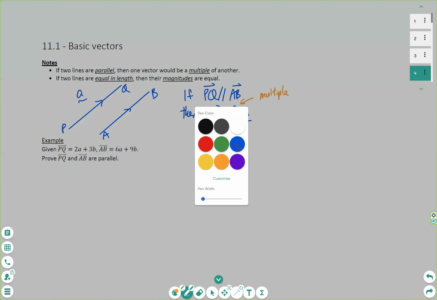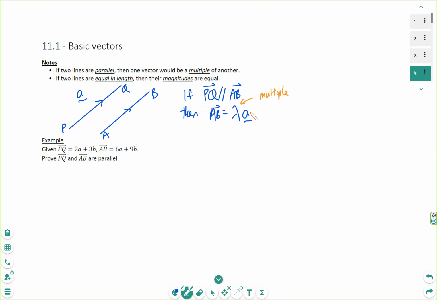So also one more thing. If two lines are equal in length, then the magnitudes are equal. So one more. If the length of PQ equals AB, then we use this bar symbol, which means magnitude, PQ equals AB. So we'll talk about this a bit more later, but just write down.